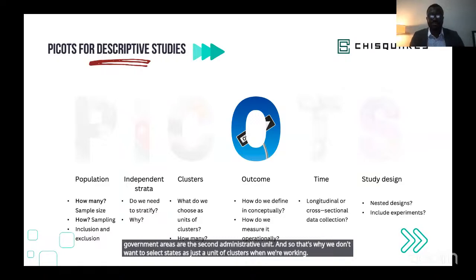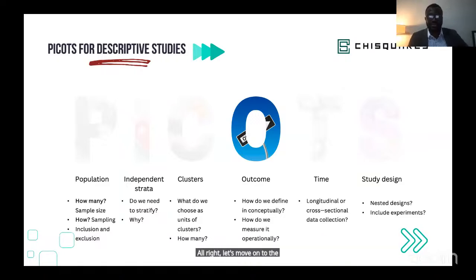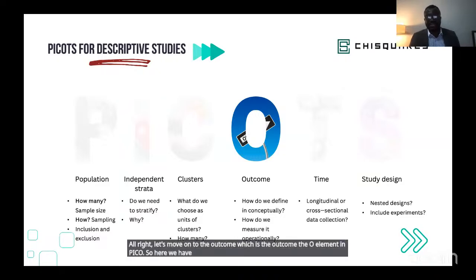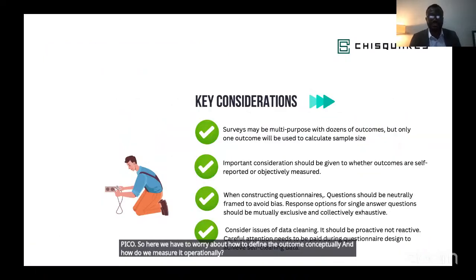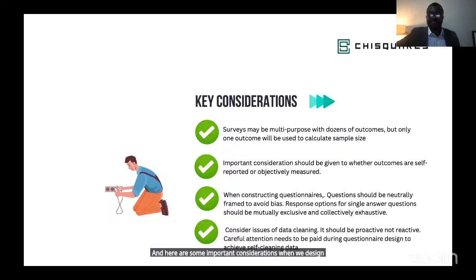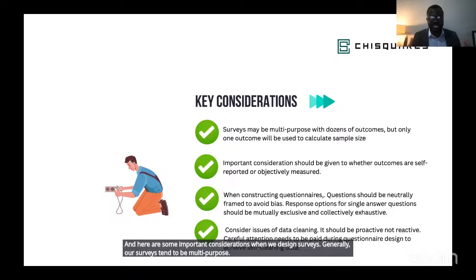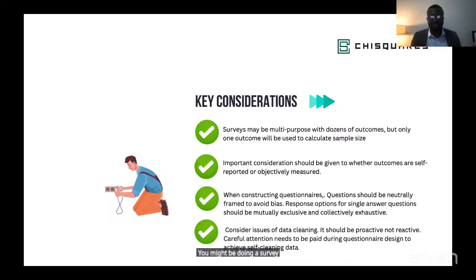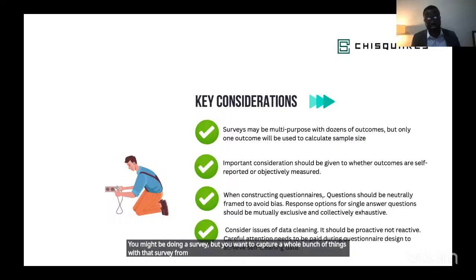All right, let's move on to the outcome, which is the O element in PICO. So here we have to worry about how to define the outcome conceptually and how we measure it operationally. And here are some important considerations when we design surveys. Generally, our surveys tend to be multi-purpose. You might be doing a survey, but you want to capture a whole bunch of things with that survey, from physical activity to diet and nutrition and smoking.